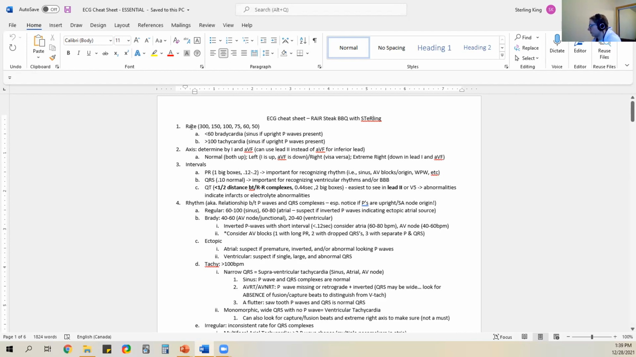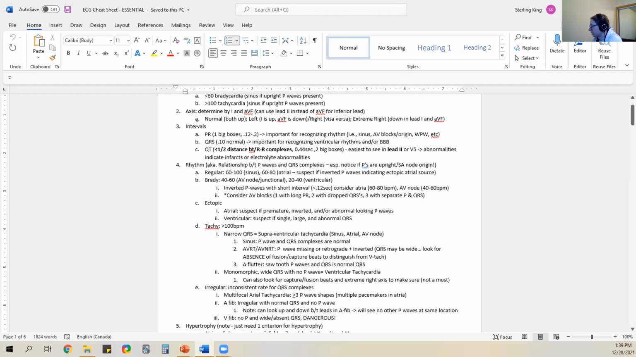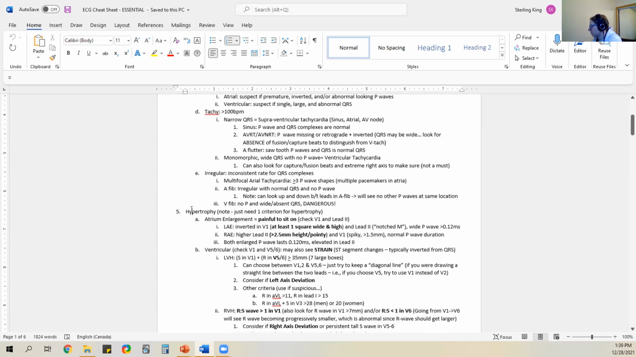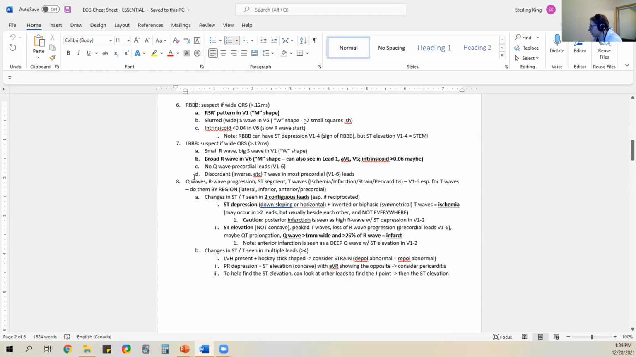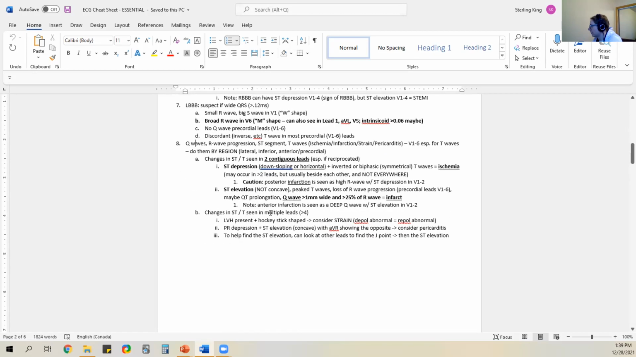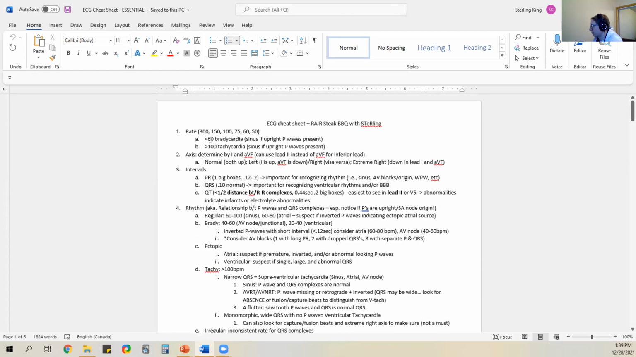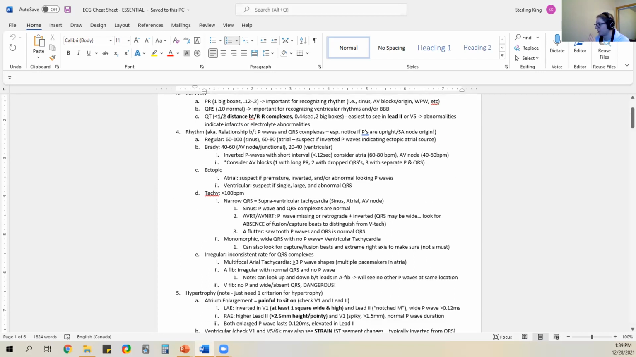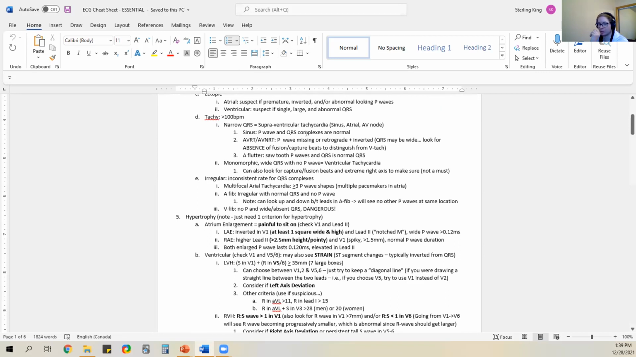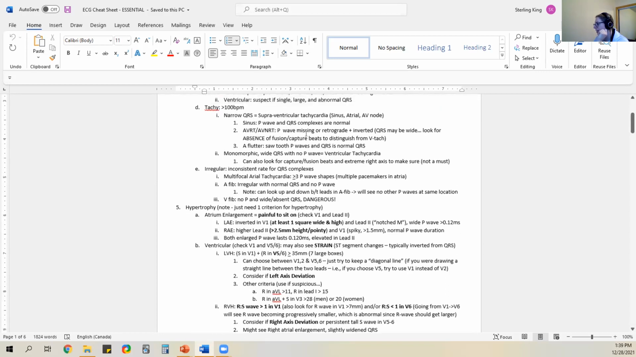So the sheet is broken down into rate, axes, intervals, rhythm, hypertrophy, bundle branch blocks, Q waves, R waves, ST segments, T waves. And it has all the criteria. So if we're talking about bradycardia here, under 60 would be bradycardia. And we know it's from the sinus node if upright P waves are present. However, at this point, you still need to get oriented to what an ECG is, let alone going through a whole shorthand cheat sheet of how to know what you're trying to read on the ECG.